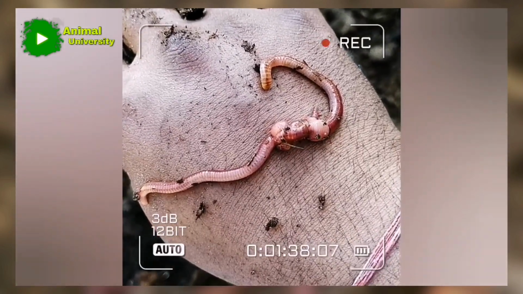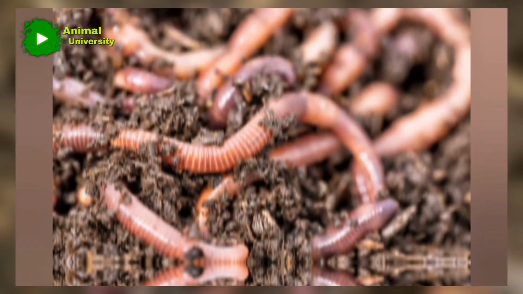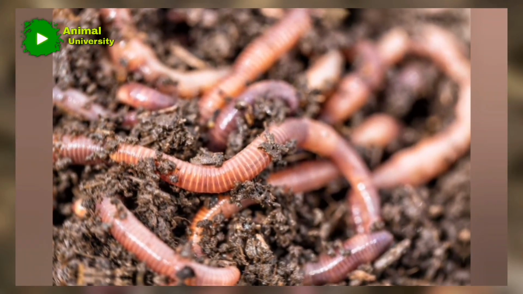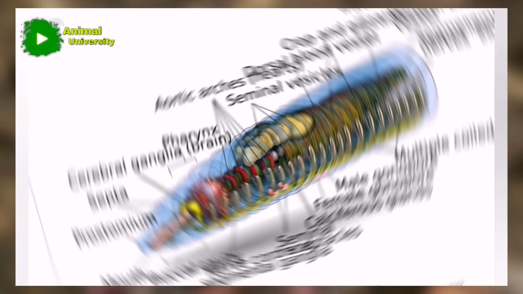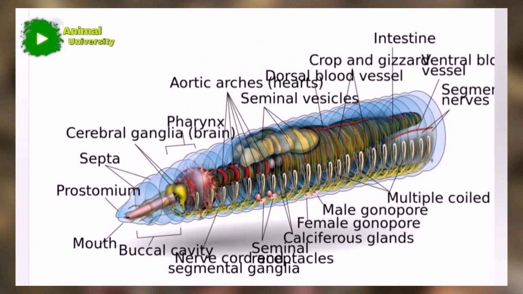As long ago as 1881 Charles Darwin wrote, "It may be doubted whether there are many other animals which have played so important a part in the history of the world, as have these lowly organized creatures."